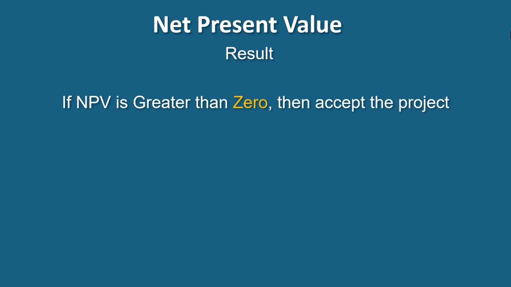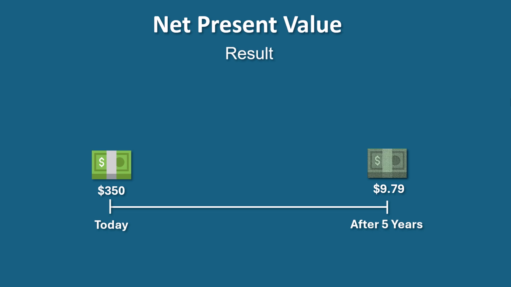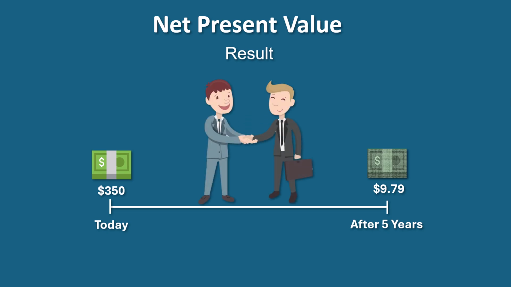What does this mean? If NPV is greater than 0, it means the project is expected to generate more value than its cost, so it is a good investment. If NPV is less than 0, you should reject the project. In this example, NPV is positive, so we accept the project. One more thing. The simple calculation gave us a profit of $350, but after discounting for the time value of money, the actual economic profit is only about $9.78 in today's money. That is why financial managers use NPV to make better decisions.